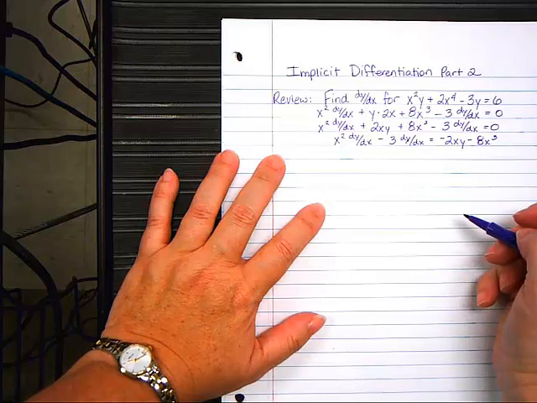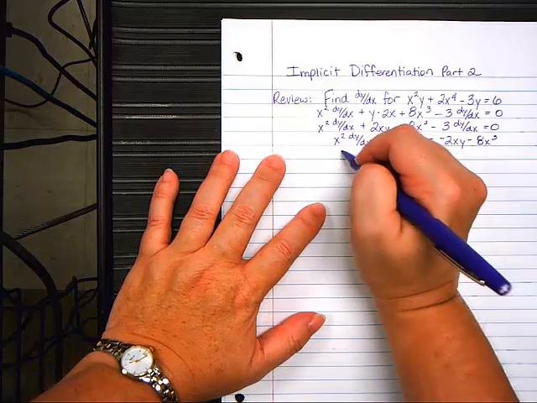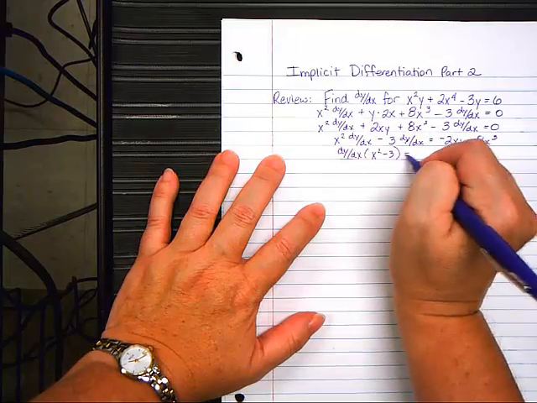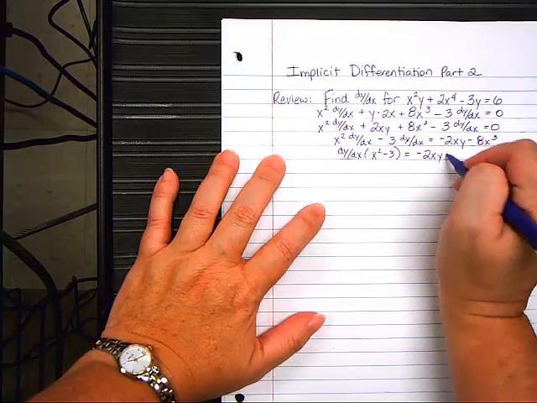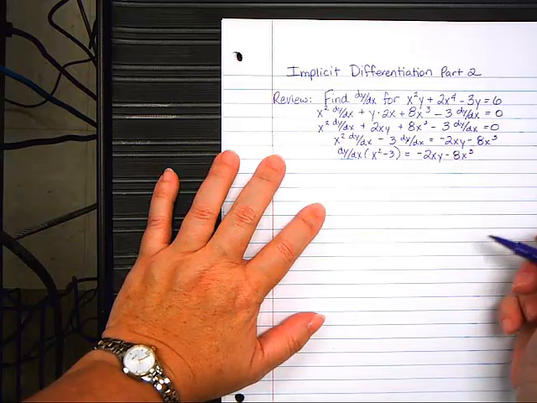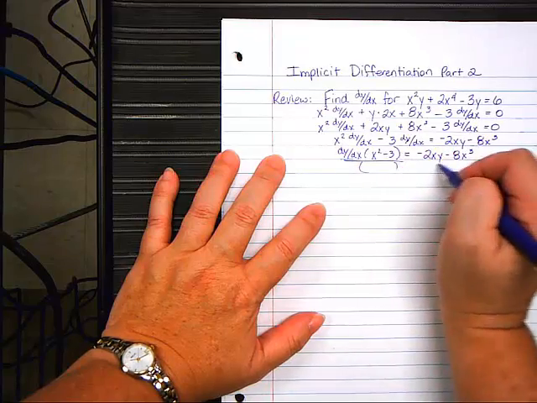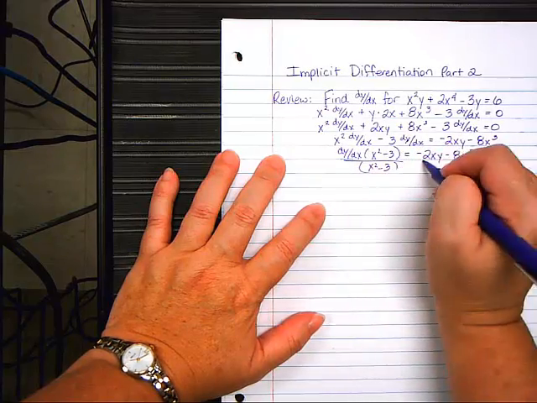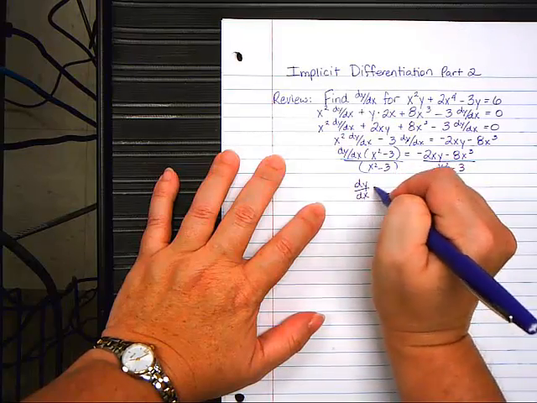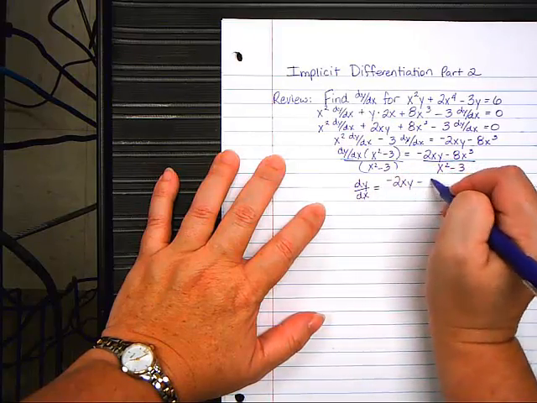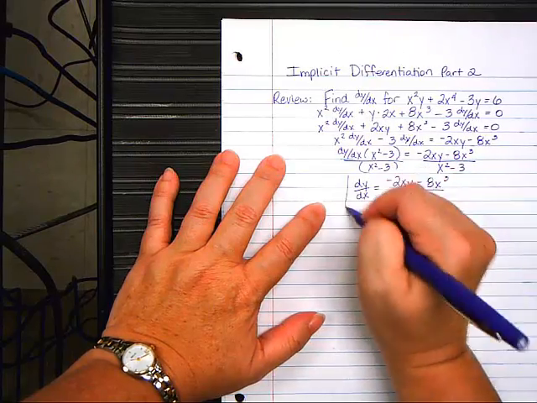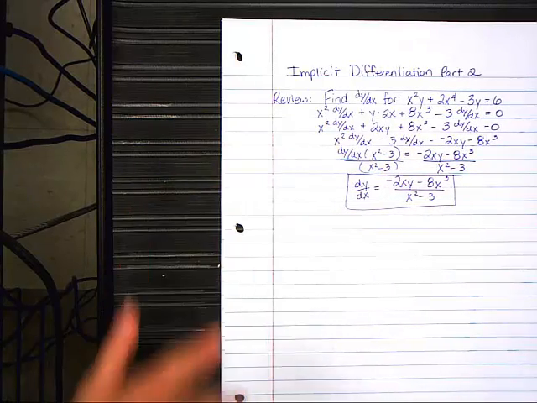Now what do I do? Factor out the dy dx. dy dx times x squared minus 3 equals negative 2xy minus 8x to the third. Are we good? And then divide by the x squared minus 3, x squared minus 3, dy over dx equals negative 2xy minus 8x to the third over x squared minus 3. And we are finished.